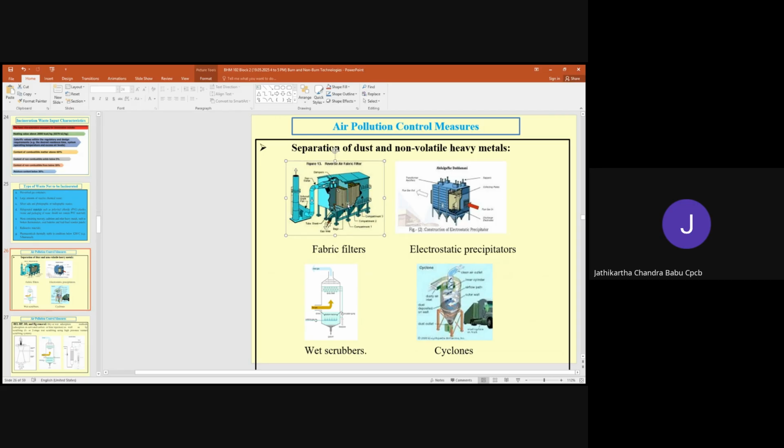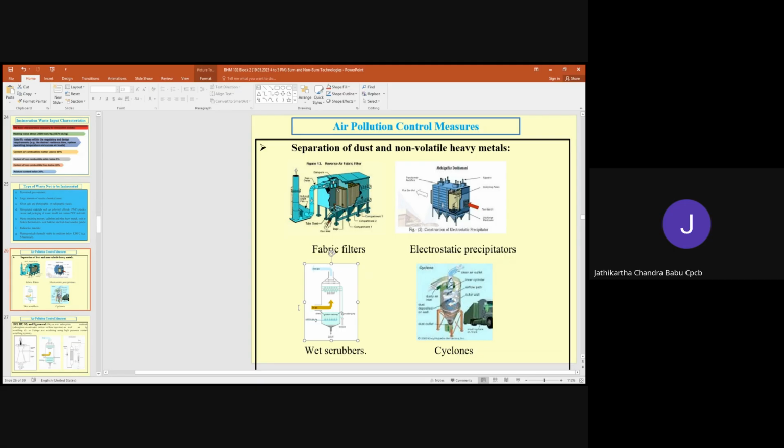Therefore, these are the fabric filters. We call it electrostatic precipitators. We call it the wet systems, where we can also remove particulates. You can use fabric filters or electrostatic precipitators to remove particulates. You can also use cyclones, whereas in the wet systems, we can use water as a sprinkler.